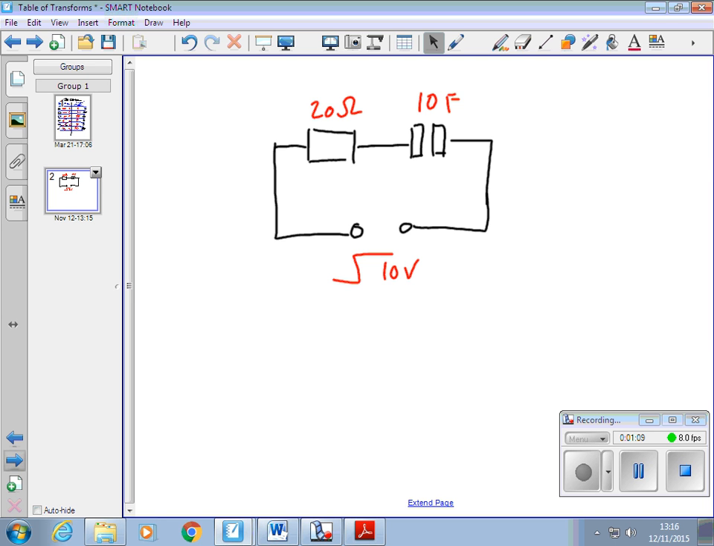So we have a circuit involving a resistor, a capacitor and a voltage. What we're going to do is try and find out the current. What does that look like in this circuit? Well, we've got to start off: the current equals the voltage over the resistance. So I'm going to apply Ohm's law, I equals V over R, in this circuit.